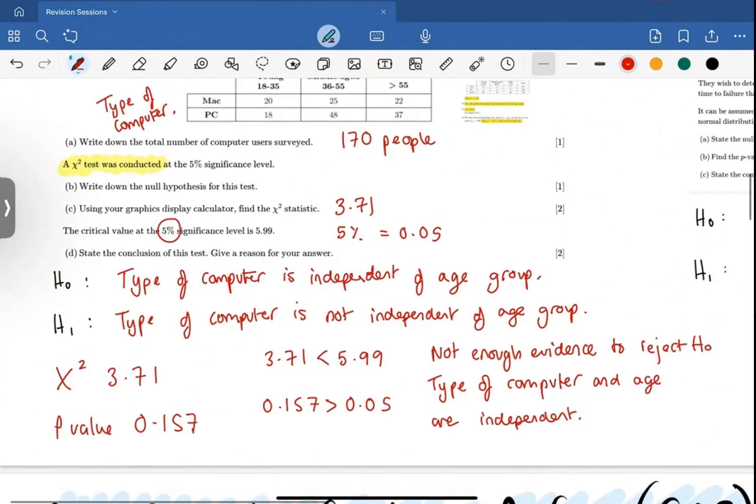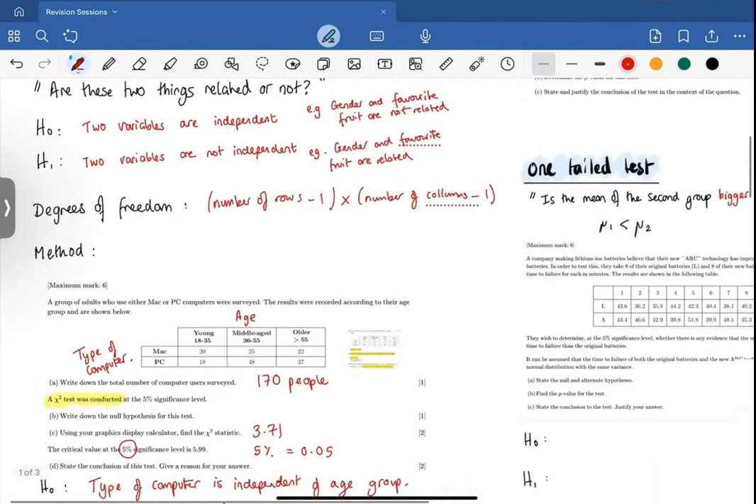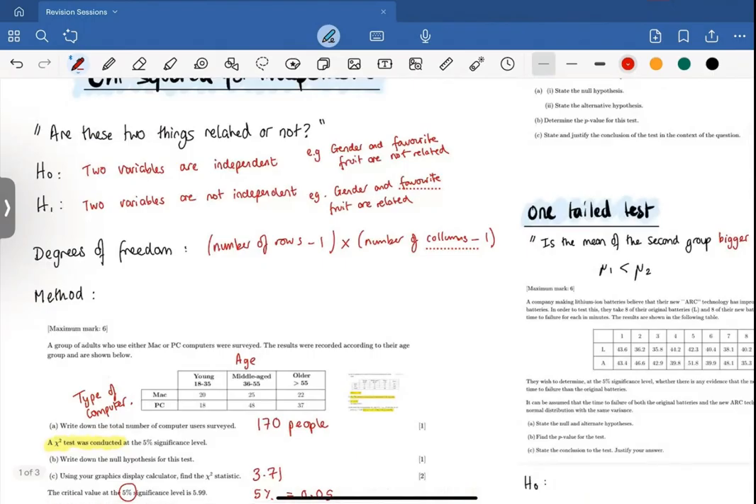Okay, and that's the chi-squared test for independence. So we'll quickly go over some key things. So we've got to remember, our null hypothesis is always that they are independent. Our alternative is that they are not independent.